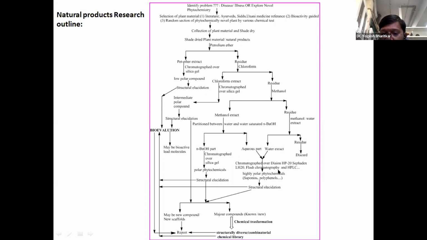For the water extract we have to do chromatography on Diaion HP20 and Sephadex LH20, with the help of flash chromatography and with the help of HPLC. The reverse phase technique is mainly used here for the separation of highly polar compounds. Then the problems come for the structurization.